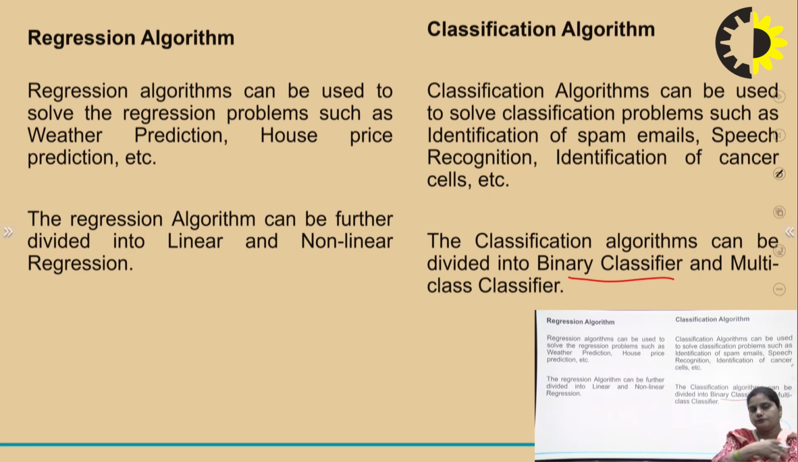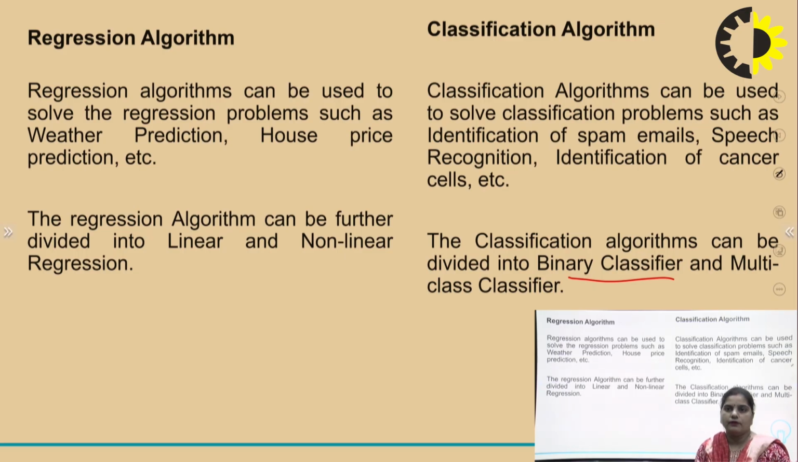So if we have only two classes or two divisions, just like in that particular example, spam or not spam, identification of a cancer cell, present or not present. So these have two classes. So those problems will be solved by using a binary classifier only.